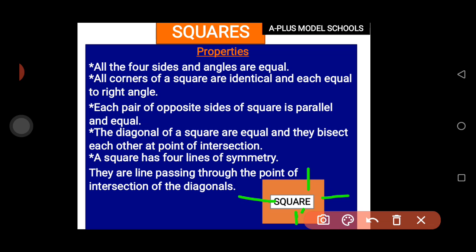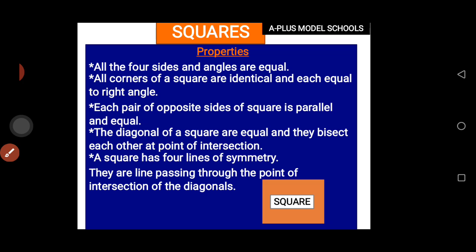And look at the angles that they make. Look at this angle, this angle, this angle, this angle, this angle, and this angle. When you look at those 4 angles, you will see that they are also equal. 2. All corners of a square are identical and each equal to a right angle.